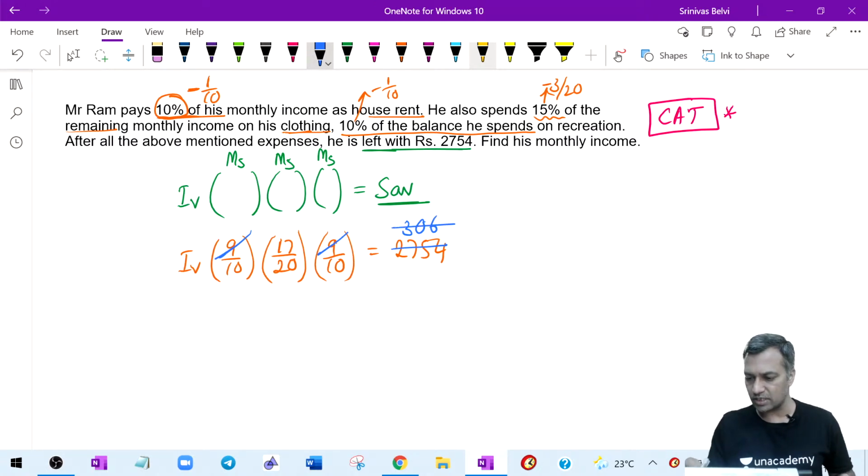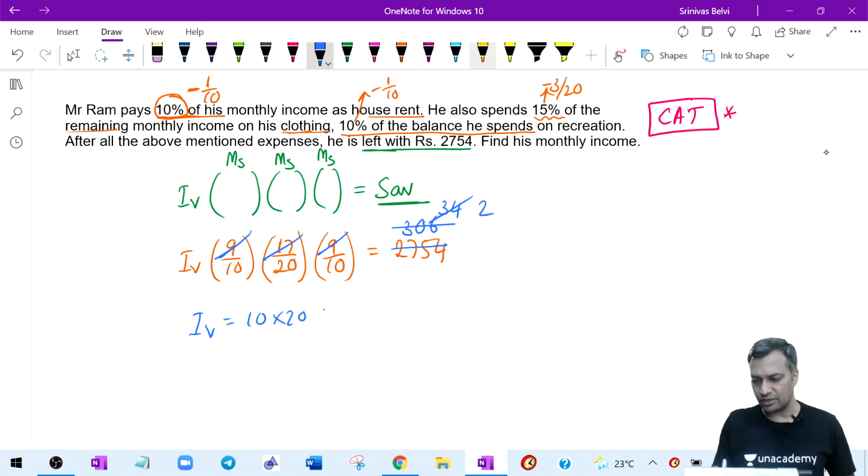Then again 9 one time, 9 three times, 27. All right, then you have 9 4 times, 36. 17 one time. This has become 17 two times. Therefore, what is the initial value? 10 into 20 into 10 into 2, which is nothing but 4,000.